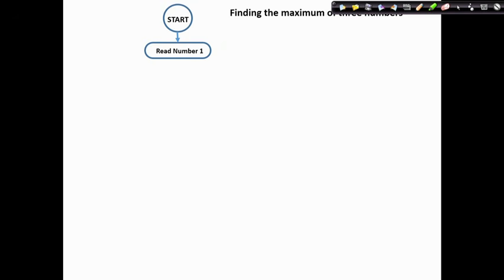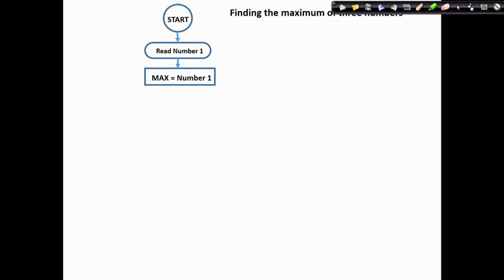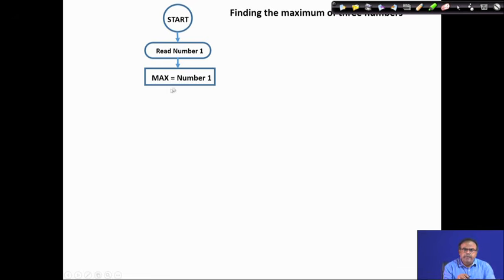I first read number 1. Now, tell me one thing: when you have first read one number, what is the maximum number? Obviously, since you have read only one number, that itself is the maximum. It is a singleton, so it is the maximum. Therefore, I say that max is nothing but the first number that I have read, max is number 1. All right. Now, I read the second number.